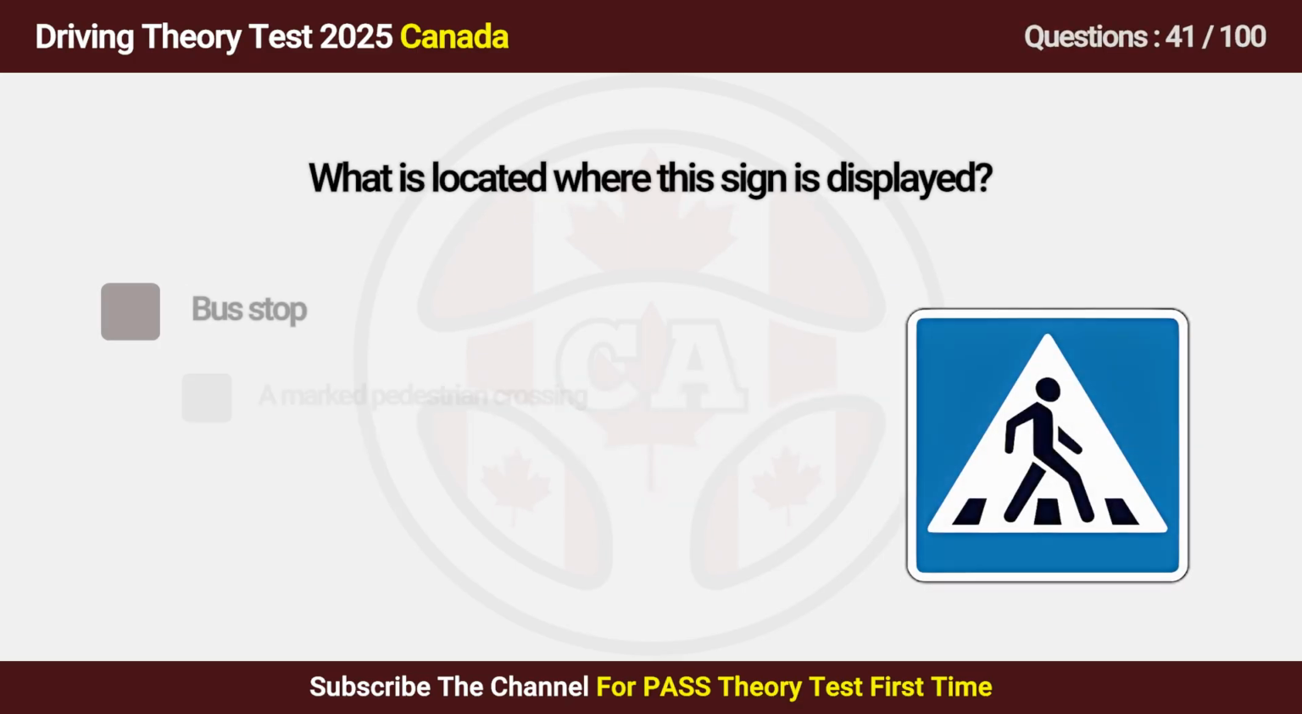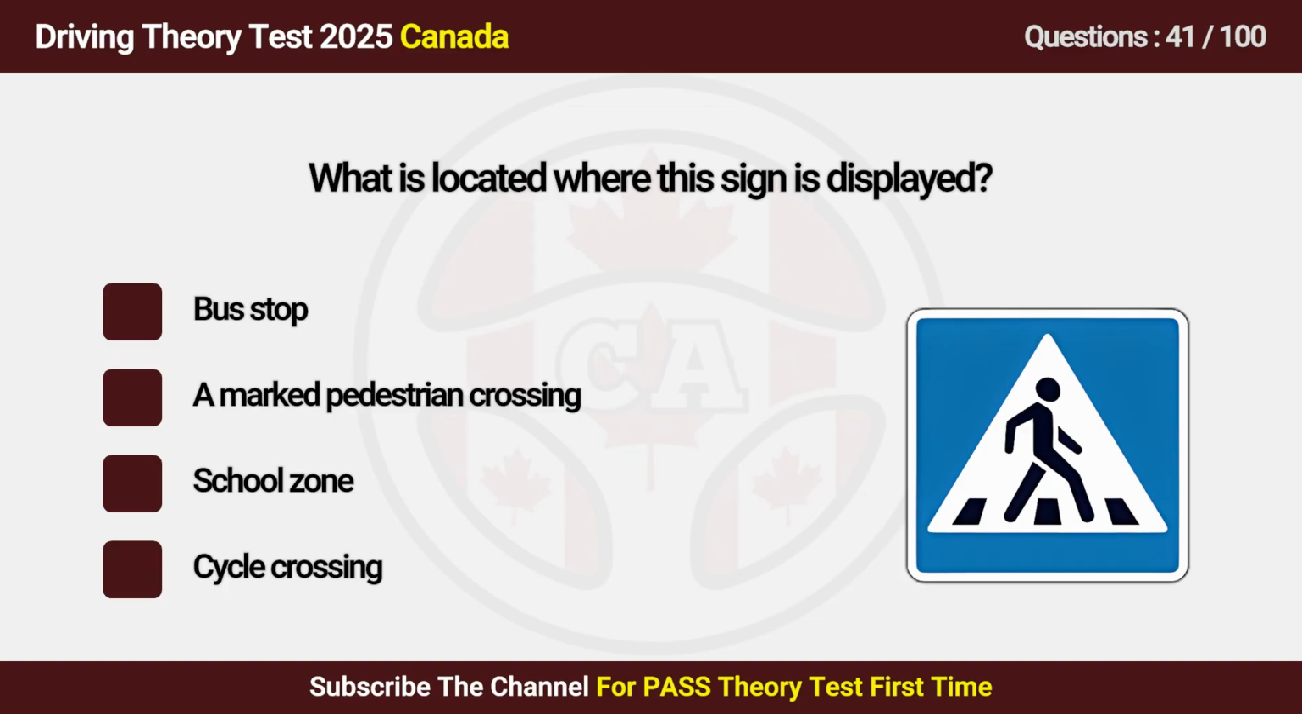Question 41. What is indicated where this sign is displayed? A. Bus stop. B. A marked pedestrian crossing. C. School zone. D. Cycle crossing.